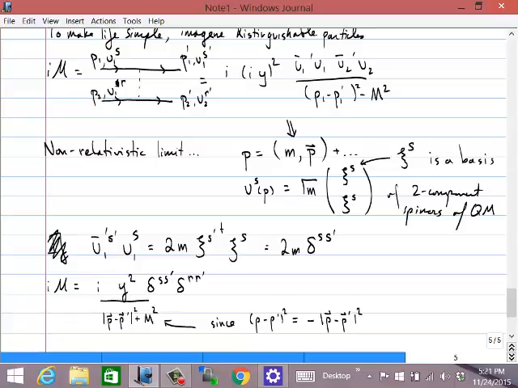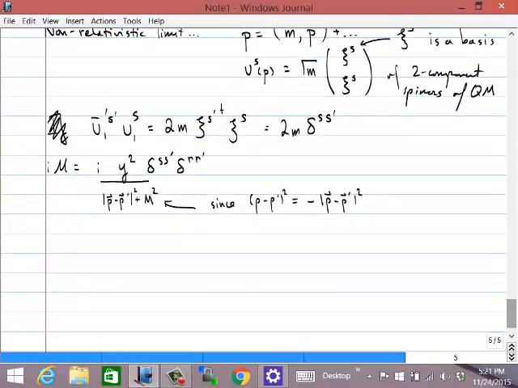So let me make 2 comments about this formula. The first comment, as I mentioned above, is that spin is conserved. When you exchange a scalar particle, there's no way for these 2 particles to exchange spin with one another.